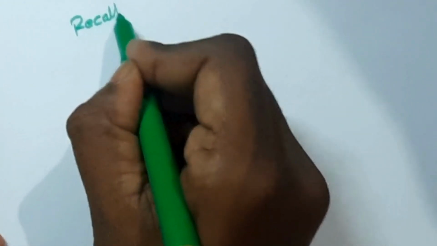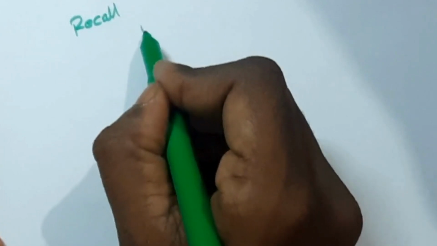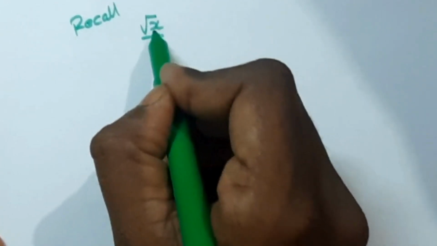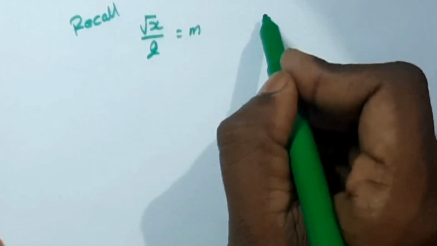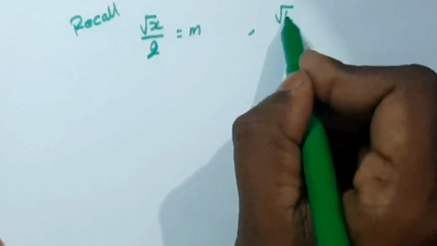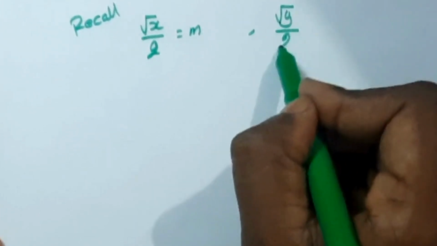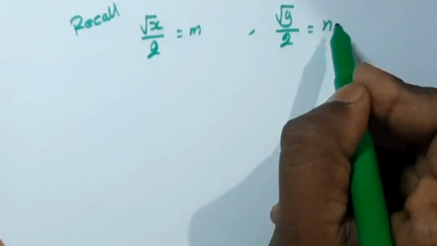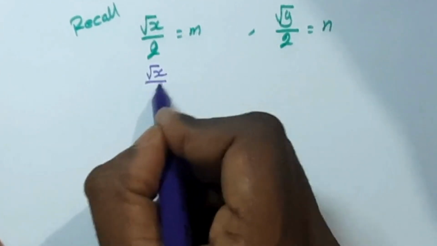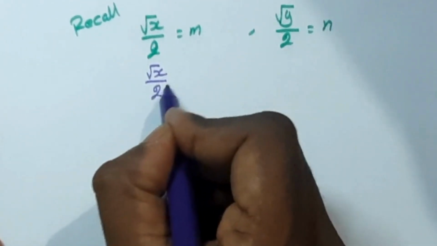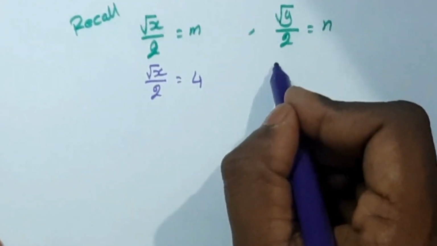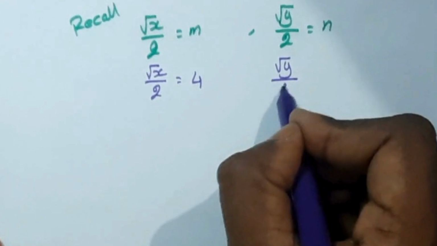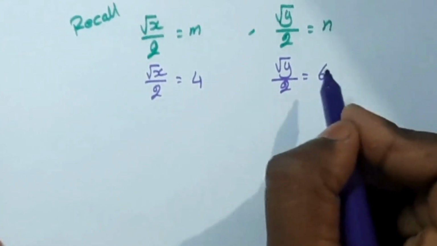Now recall square root of x by 2 equal to m. Same way, square root of y by 2 equal to n. Square root of x by 2 equal to 4. Same way, square root of y by 2 equal to 6.